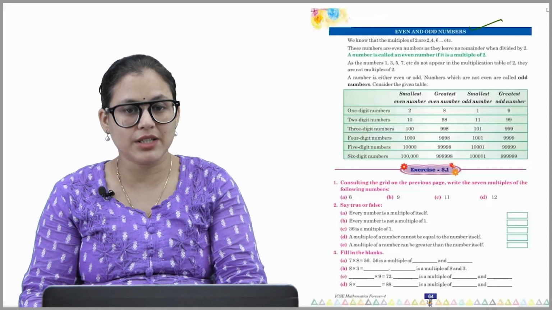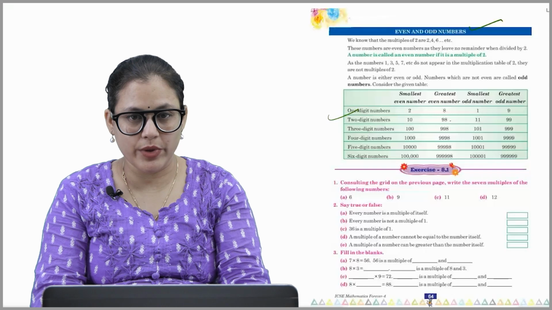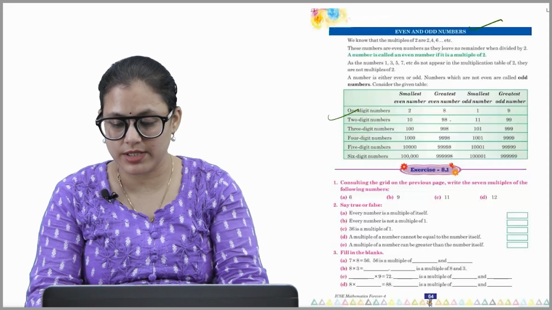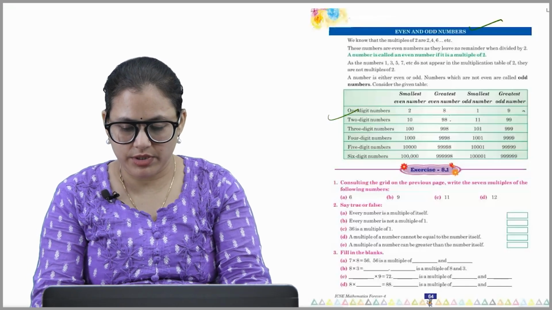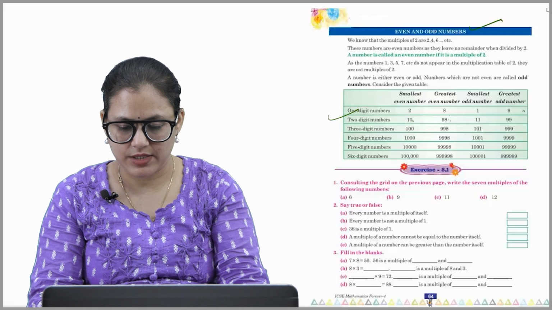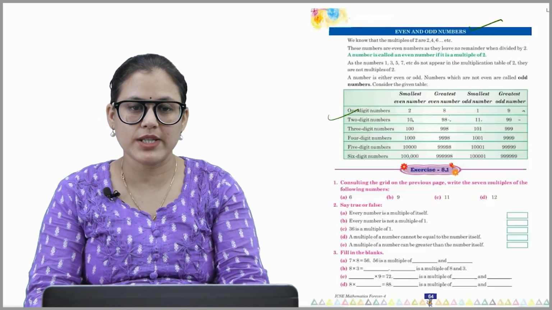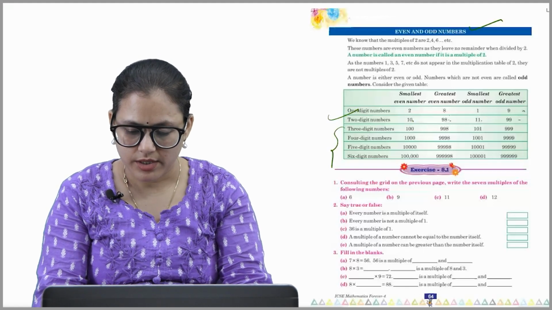So now consider the given table. 1-digit numbers: smallest even number is 2 and greatest even number is 8. Smallest odd number is 1 and greatest odd number is 9. We are talking about 1-digit numbers only. Next, 2-digit numbers: smallest even number is 10, greatest even number is 98, smallest odd number is 11 and greatest odd number is 99. Similarly, 3-digit, 4-digit, 5-digit and 6-digit numbers are also given here.